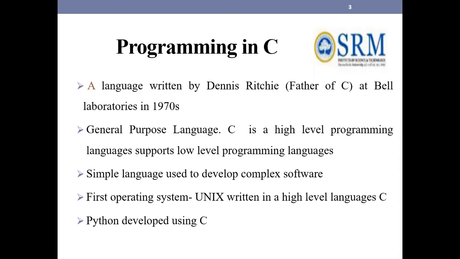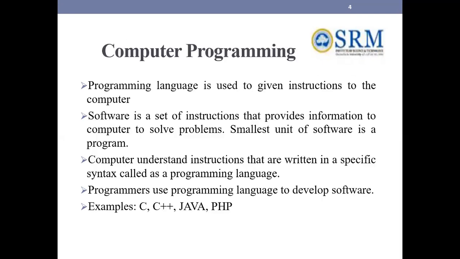For example, operating systems. The first operating system, Unix, was written in the high level language C. 90% of the Unix operating system was written using C language, and also Python was developed using C language. So C language is used for developing operating system programs, compilers, assemblers, low level applications and high level applications and so on. So it is called a general purpose language.